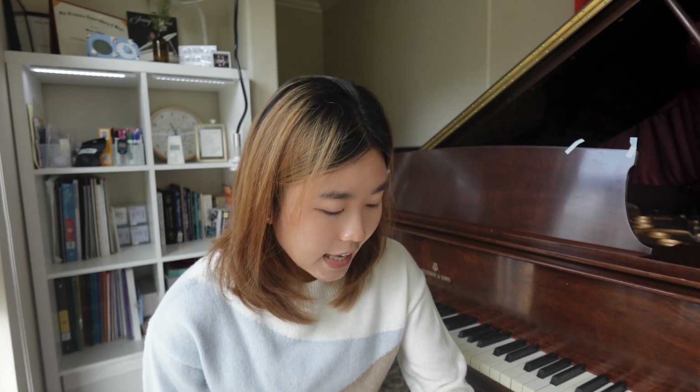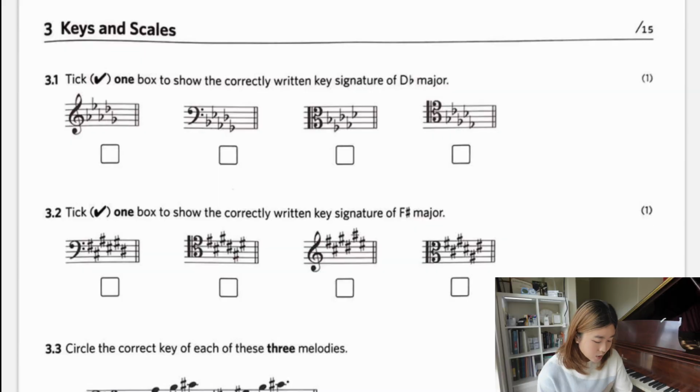Okay, now moving on to keys and scales. This is a big section. In 3.1, we're going to give a tick to show which is the correctly written key signature of D flat major. While you do these sections, you have to know your circle of fifths very well, so make sure you memorize it. I suggest students draw one before they start the exam, so they can refer to the table while answering these types of questions. D flat major has five flats, so make sure all the flats are lining up correctly.